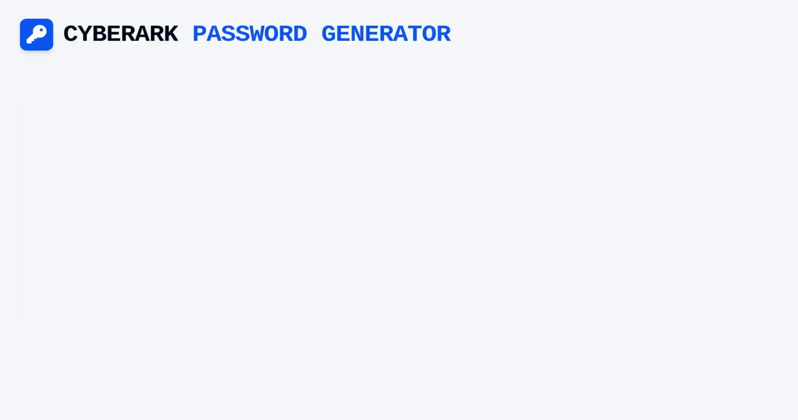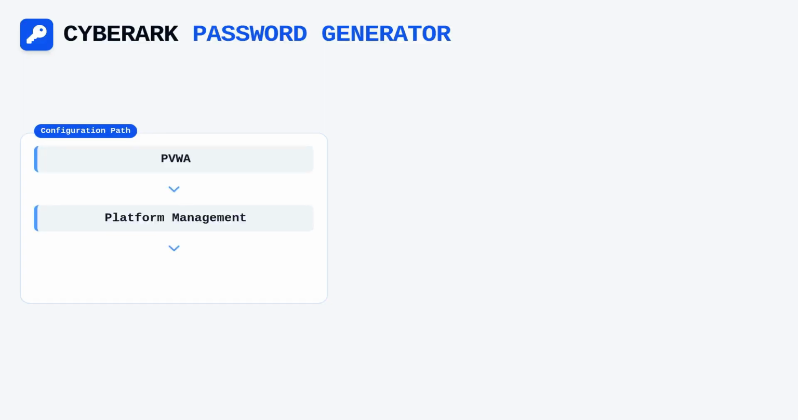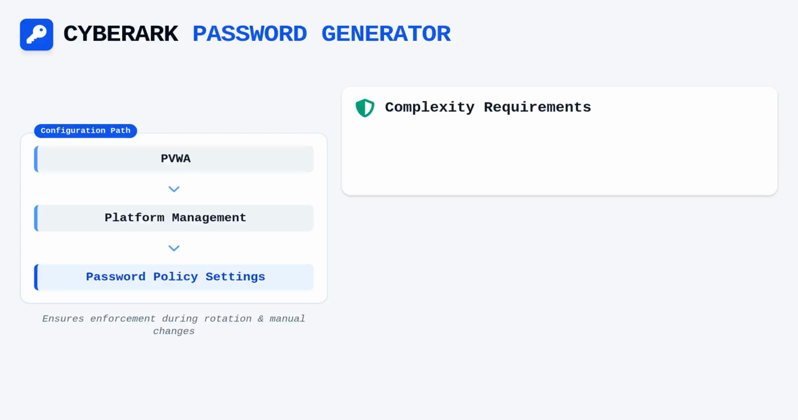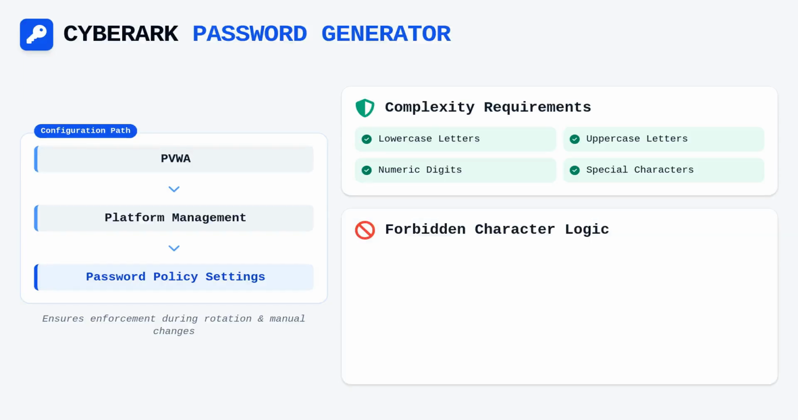The CyberArk password generator is a highly flexible engine that performs these enforcement duties during password rotation or manual change operations. You configure this utility within the Platform Management section of the PVWA by navigating to the Password Policy settings. Here, you have the ability to toggle specific character types, such as requiring at least one lowercase letter, one uppercase letter, one digit, and one special character. It is equally important to define which characters are forbidden, specifically those that might cause issues with command line interactions or script execution on your target systems.